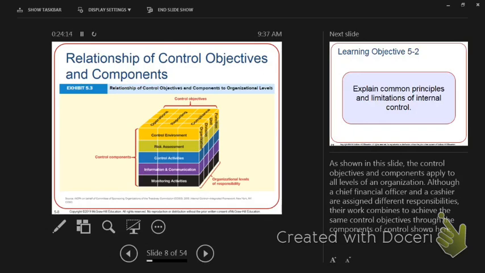You have your objectives, your operations day to day, your reporting, and then whether or not you're complying with rules and regulations. And then they intersect with all the levels this way, and then the functions of your organization this way. Okay? So these are the control components. So you have to look at each one of those and the organizations at their level.